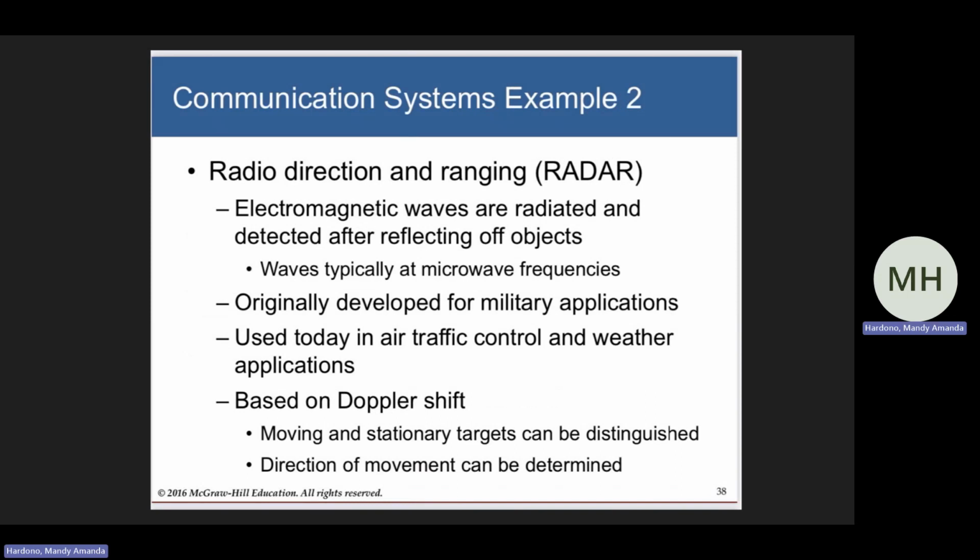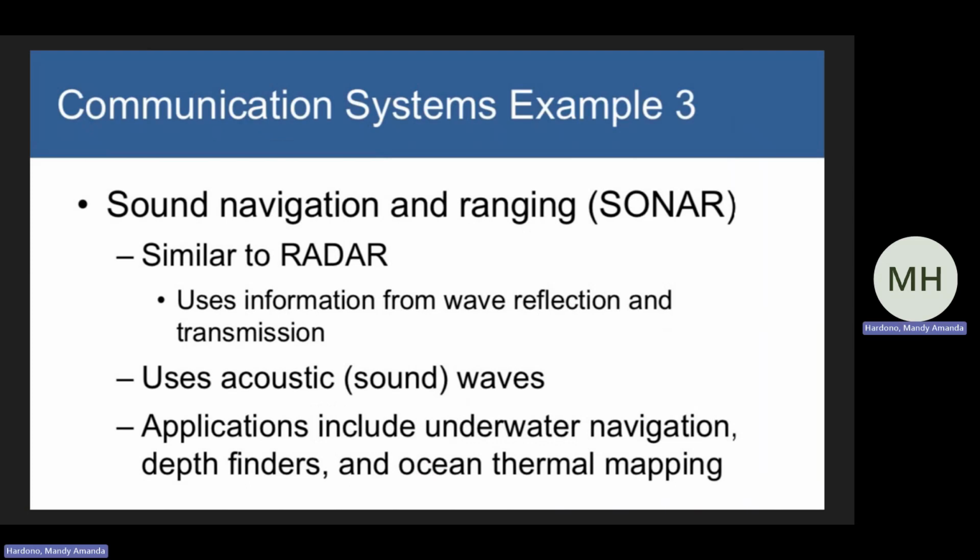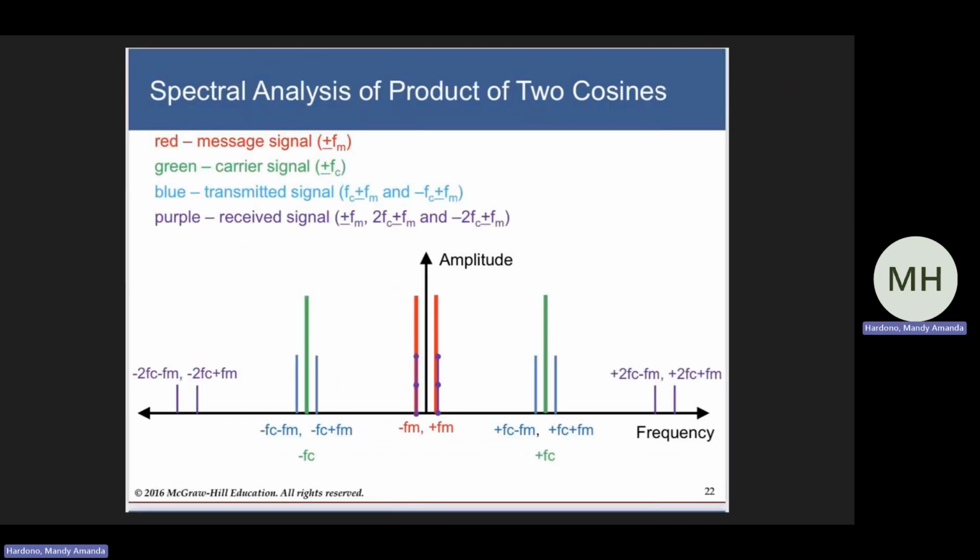You want to know some examples of communication systems, of course. You want to know about radar, just what it is. Electromagnetic waves are radiated and detected after reflecting off of objects, and it's based on the Doppler shift. So that's your radar. Then this goes into sonar, which is similar but uses acoustic waves. You've probably already seen some applications with this, like underwater navigation, anything like that you've been exposed to. Then we want to move into the spectral analysis.